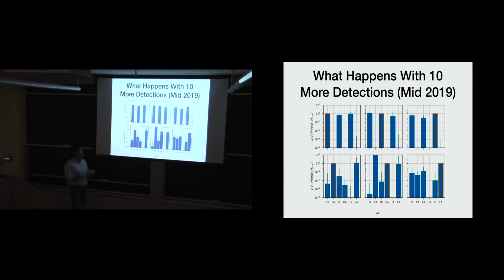And as we build up more and more detections, in the context of these models, we very quickly get 5 sigma, whatever confidence you want. So with another 10 detections, we'd have 5 sigma confidence in isotropy versus alignment.